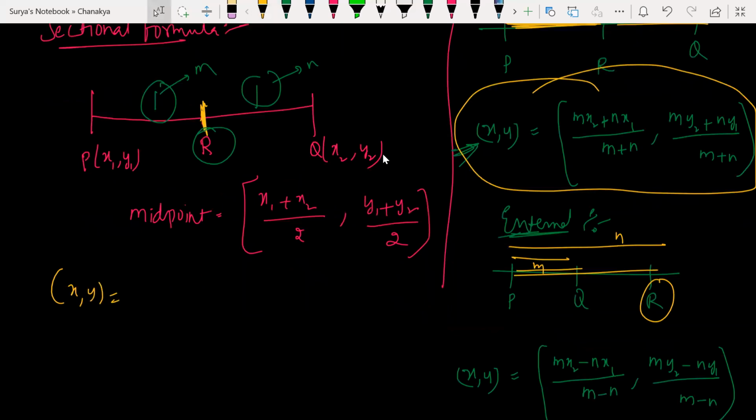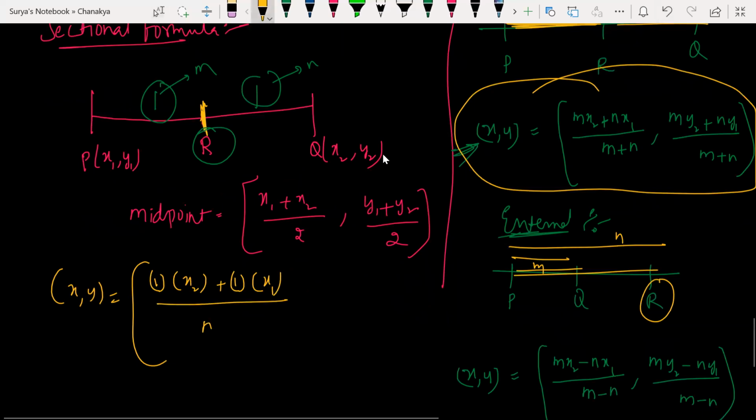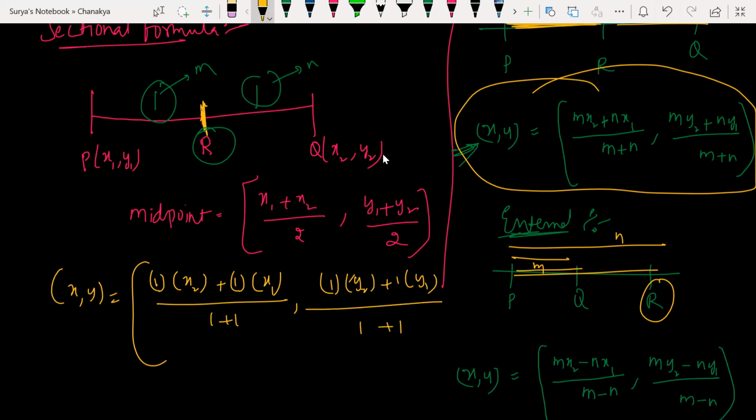I need the x comma y coordinate, right? So m is what here? 1 into x2 plus n is what here? 1 into x1 divided by m plus n. What is m plus n here? 1 plus 1, comma, similarly m into y2 plus 1 into y1 divided by 1 plus 1. I hope it is clear.